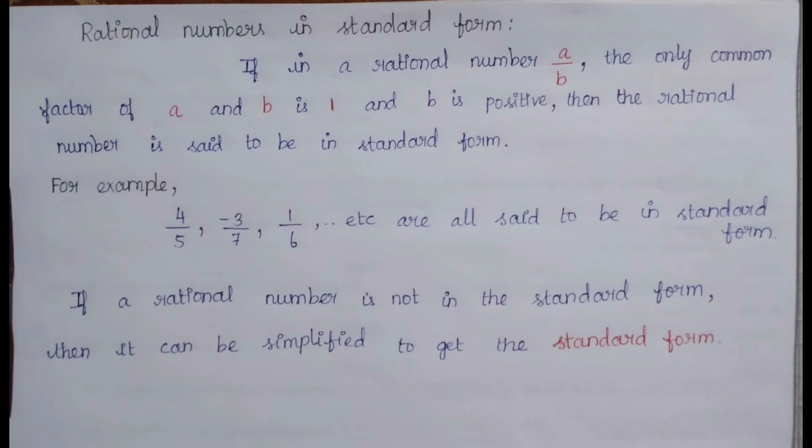So we can say whether a rational number is in standard form or not. If a rational number is not in the standard form, then it can be simplified to get the standard form. If the given rational number is not in the standard form, we can easily simplify it and get it into the standard form. I hope you have understood how to convert a rational number into a standard form. What are the conditions? a and b should have a common factor 1 and the denominator should be positive.